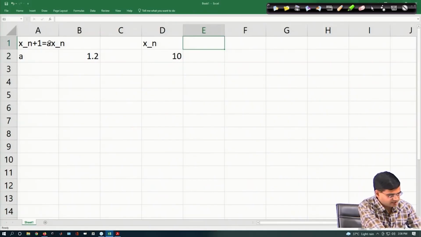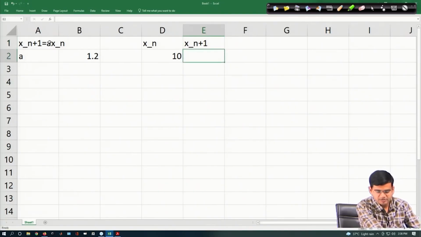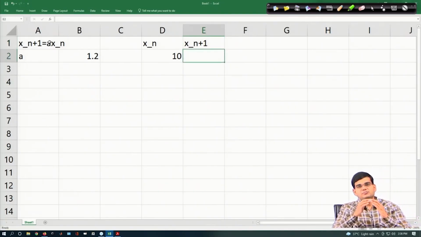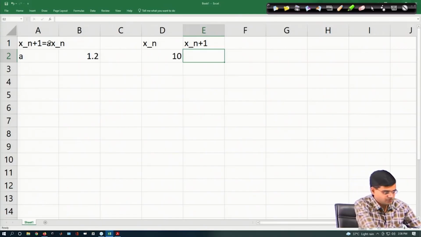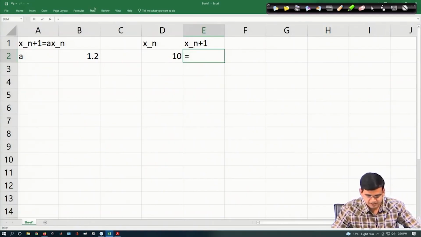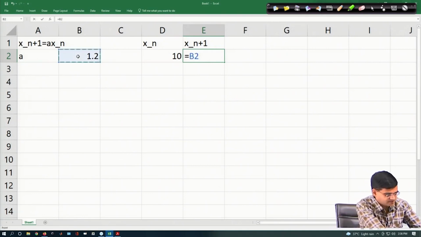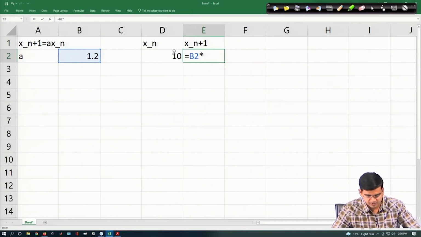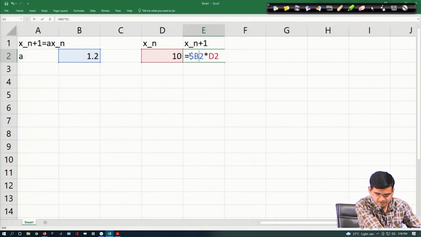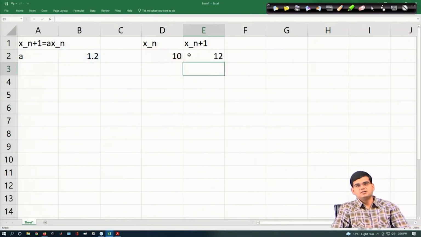So, now x n plus 1 is going to be what? The population at the next instant of time, right. So, how can I get that? This will be equal to a times the current population, right, and I will put a dollar sign here for the sake of the syntax.